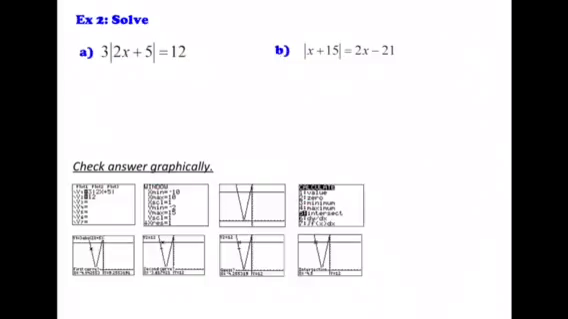So the first thing here, we're going to isolate the absolute value, so divide by 3. And then you have two things that you want to look at. What two values give you 4? Well, 2x plus 5 could equal -4, or 2x plus 5 could equal +4. Those are your two cases. So set up your two cases and then solve.